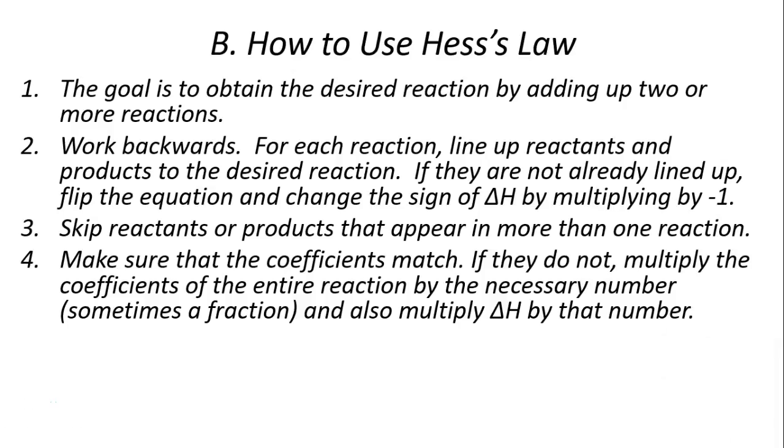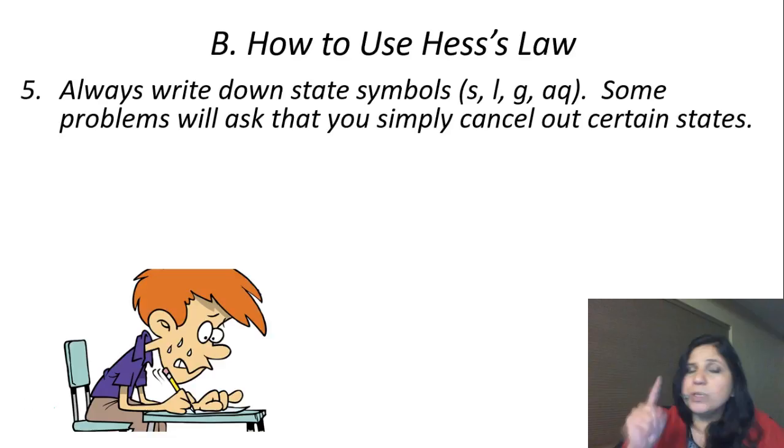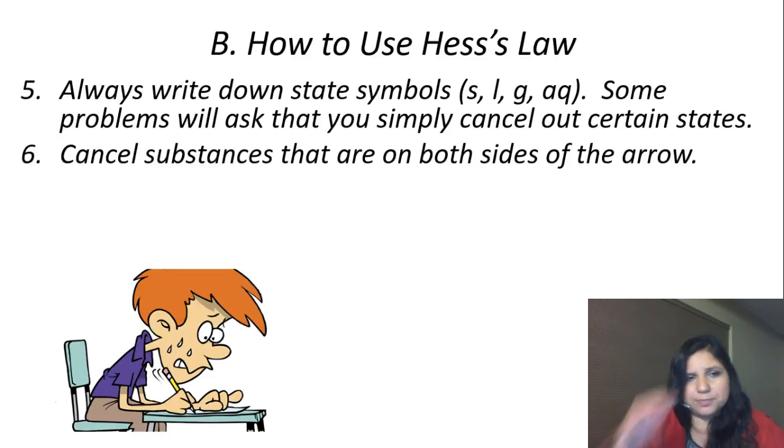If they do not match, we're going to multiply the coefficients of the entire reaction by the necessary number. Sometimes this is a fraction, like a 1/2, 1/3. We will also need to multiply the delta H value by that same number. Okay, like I said, this will make more sense when we start doing these problems. All right, 5, always write down the state symbols. Don't be lazy and skip writing solid, liquid, gas, aqueous, because some problems will simply ask you to cancel out certain states. So make sure that you are still writing all of the states.